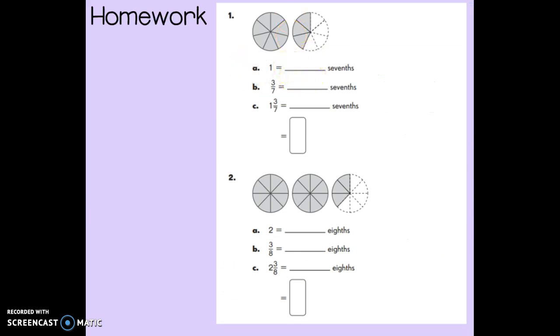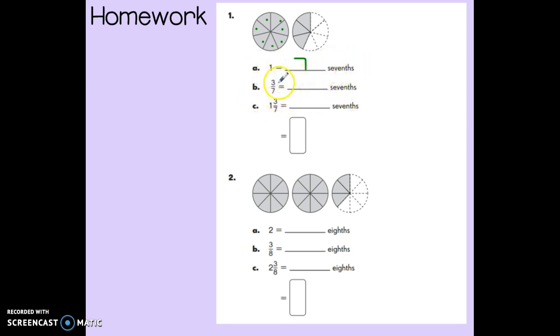So your homework today just wants you to look at these different pictures and count them out. We're practicing writing them as fractions and in words. So if I have 1 whole, I want to count how many sevenths that is. Well, let's see, 1, 2, 3, 4, 5, 6, 7. So I know it's 7/7.